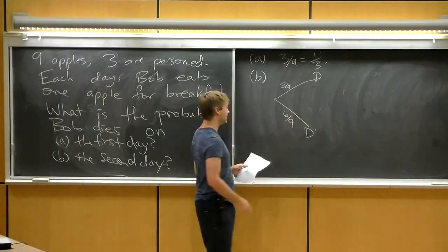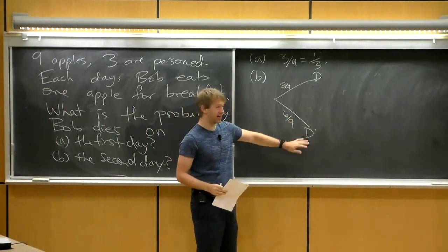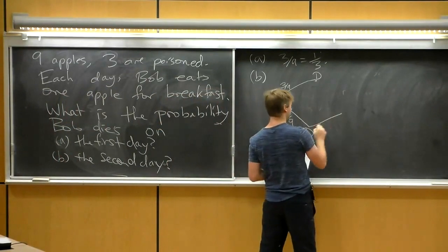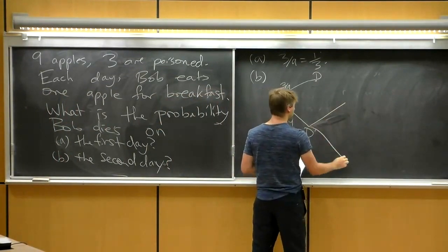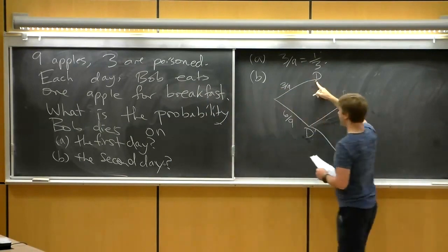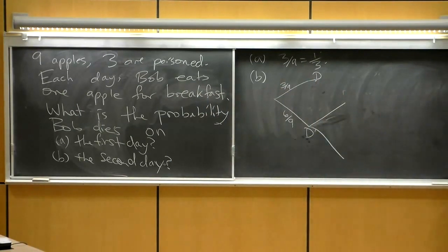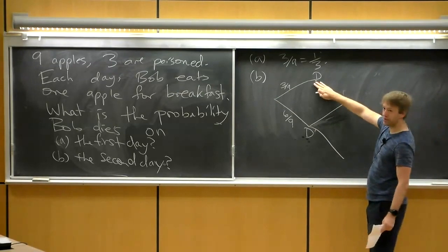So 6 over 9 chance of dying complement, which is, yeah, so D prime. On the second day, so here's the thing. This branch of the tree kind of ends because you can't die twice, right? So in this case, we just kind of stop the tree.